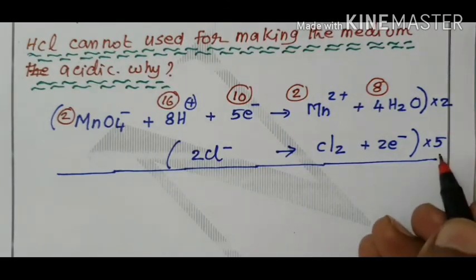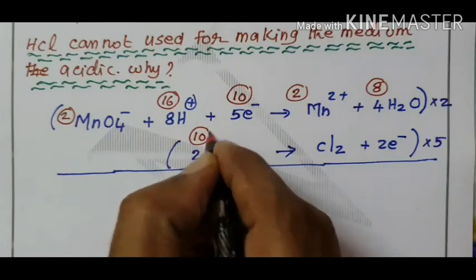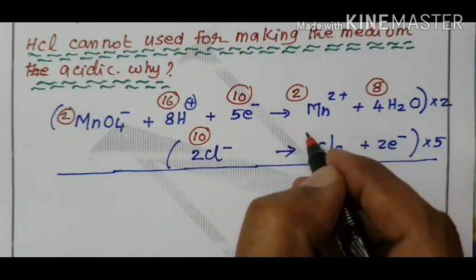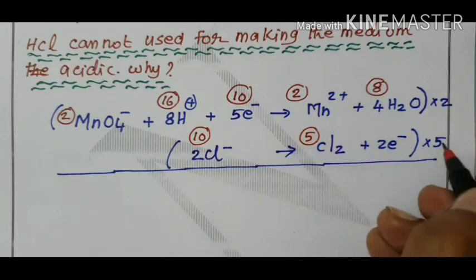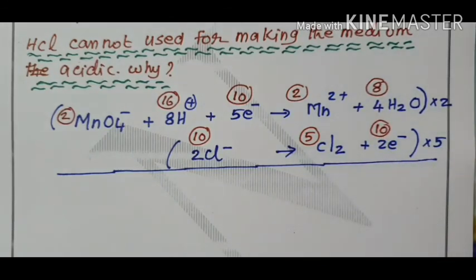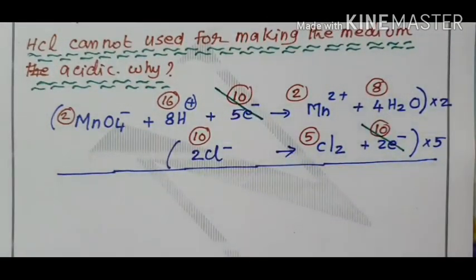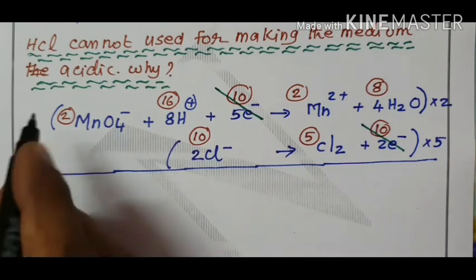Second equation is multiplied by 5. 5 into 2s are 10. 5 into 1 equal to 5. 5 into 2s are 10. When we add the two equations, we have to cancel the number of electrons on both equations. 10 electrons get cancelled.